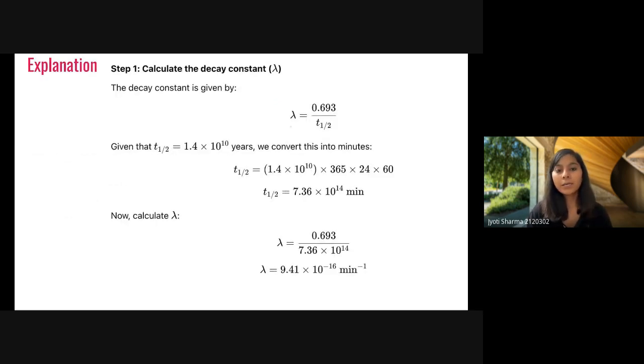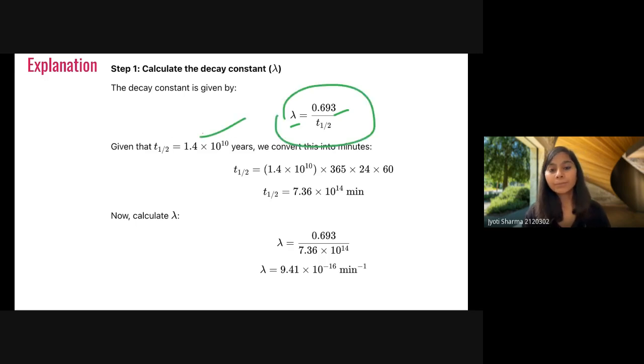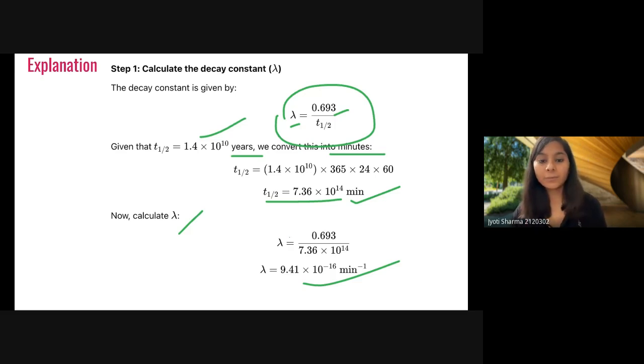You know that the decay constant is equal to 0.693 divided by the half life, and the half life is given. So first you will convert this half life from years to minutes. Then you will calculate the decay constant by putting the value of half life into that, and you will get the decay rate, which is the disintegration rate. This will be 9.41 multiplied by 10 raised to power 16 disintegrations per minute. This is how you can calculate it.